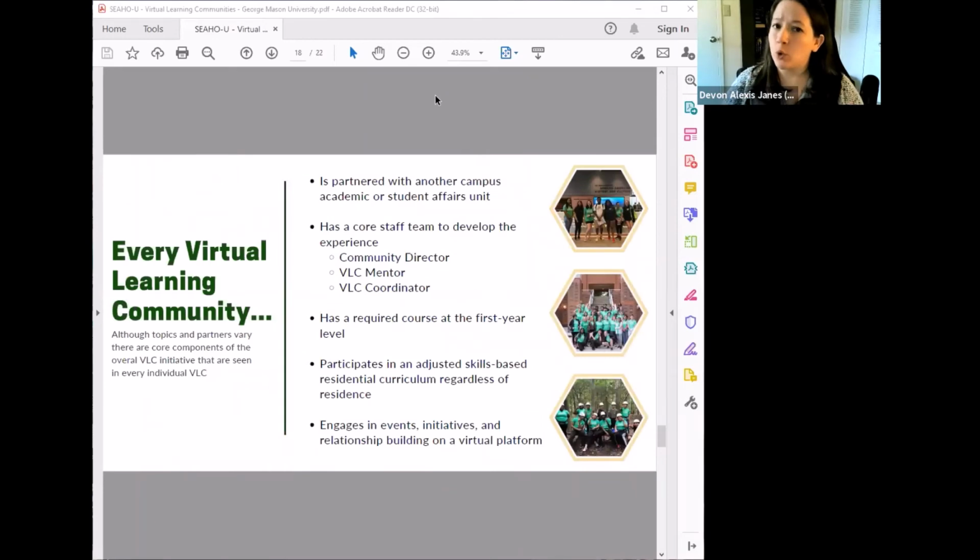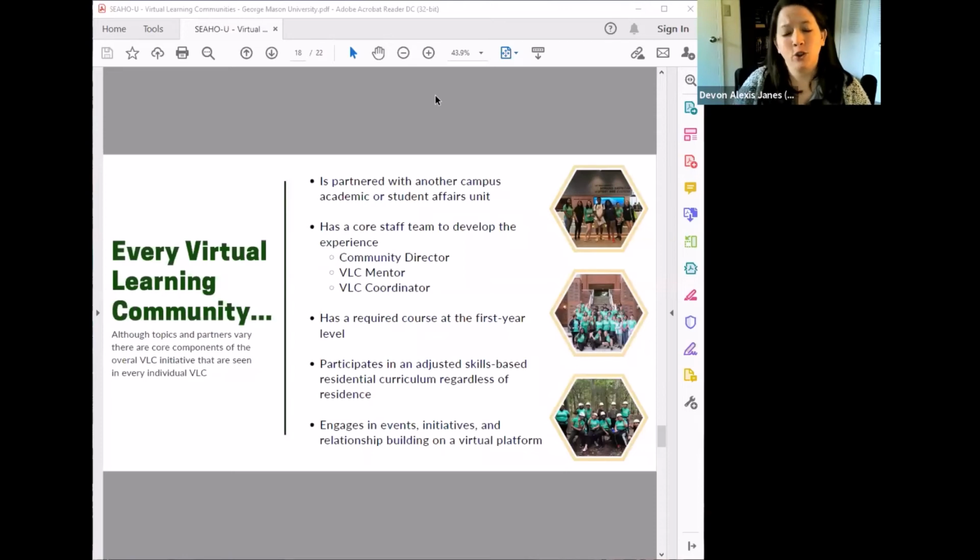There are still really core components. So even though each community has its own flair, its own unique topic, there are still core components. We're still partnered. These are all still co-owned. We don't make decisions about these communities without talking to their partners. We verified with all of them that they were willing to come on board. We have a core staff team that works outside of our team for each individual community.